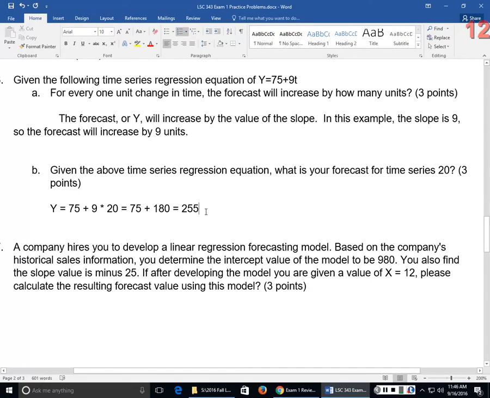Xander, the company hires you to develop a linear regression forecasting model. Based on the company's historical sales information, you determine the intercept value of the model is 980. You'll also find the slope value is minus 25. If after developing the model you were given a value of x equal to 12, please calculate the resulting forecast using this model.